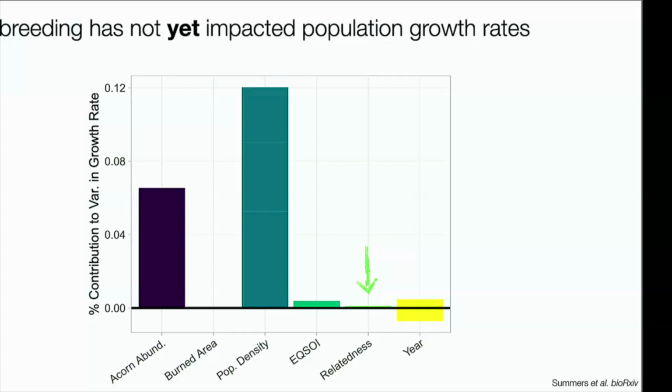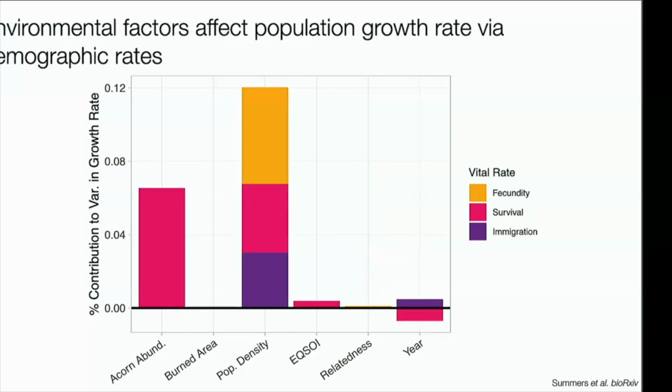All of these environmental factors influence population growth rate via a specific vital rate, and we can actually quantify that. So here, it's the same graph as before, but I've colored the contribution by the vital rate through which a given environmental factor acts. For instance, you can see acorn abundance, the bar is all pink, and that just means that acorn abundance is acting only via survival, which makes sense. Like food, really, in our population, acorns are really important for overwinter survival, and so it's contributing to differences in population dynamics via variation in survival.